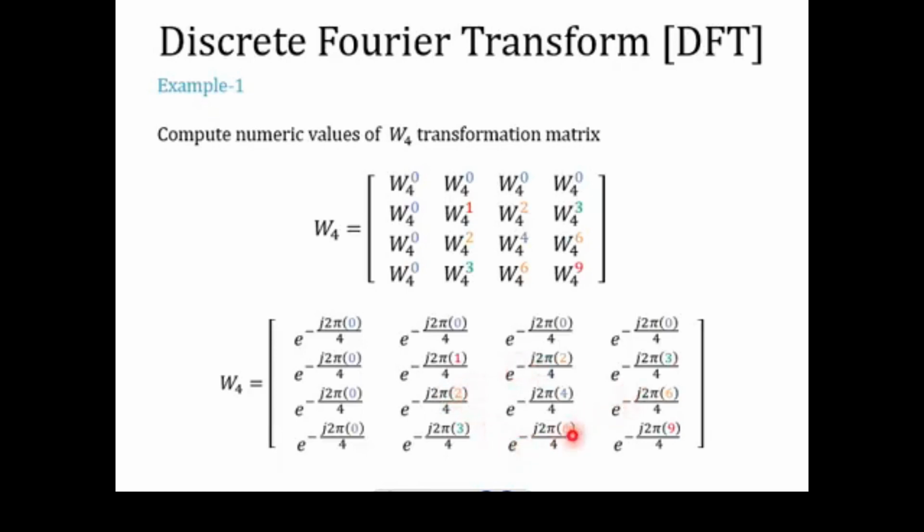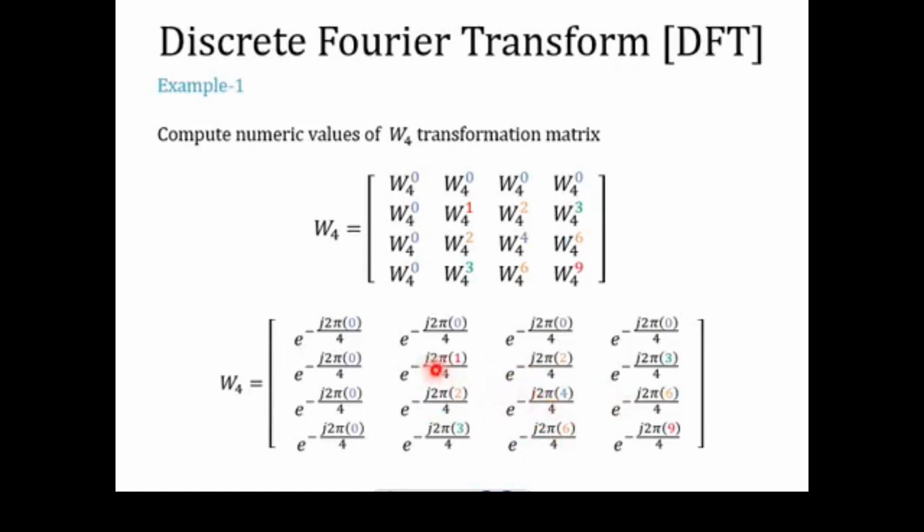Now let's come to these two values. Exponential minus j 2 pi 6 over 4 will become exponential minus j 3 pi, and exponential minus j 3 pi will also be equal to minus 1. So the values of these two factors and the values of these two factors will be equal to minus 1, while the value of this factor was 1.